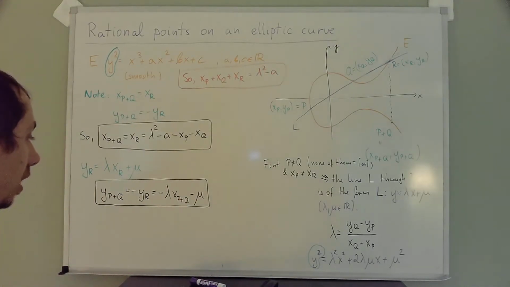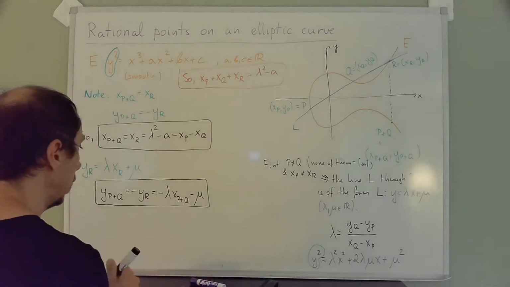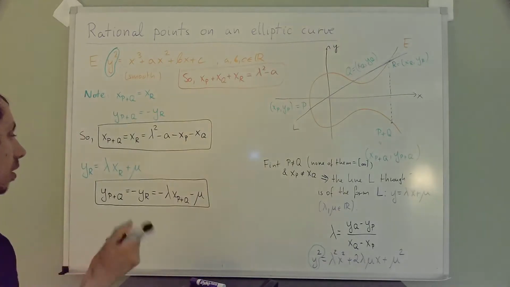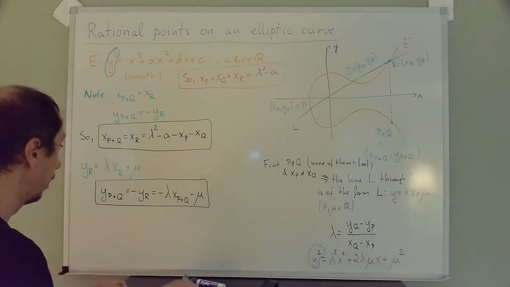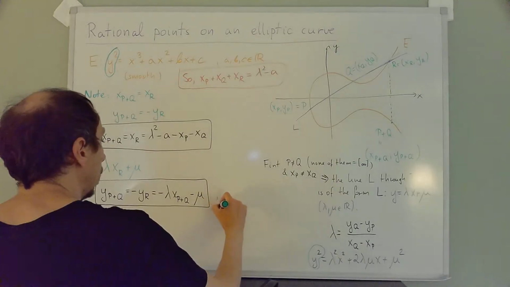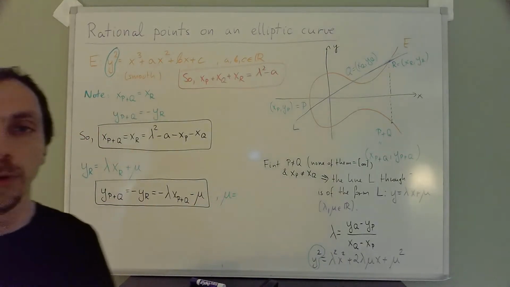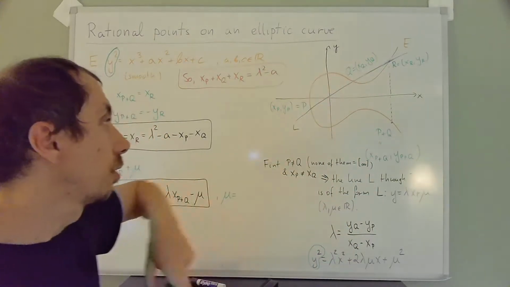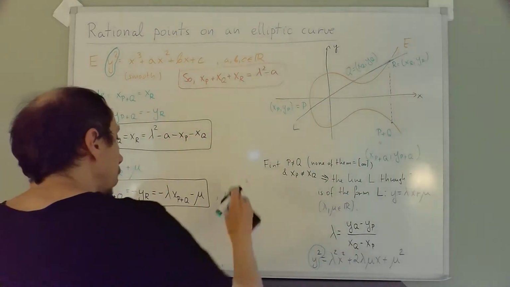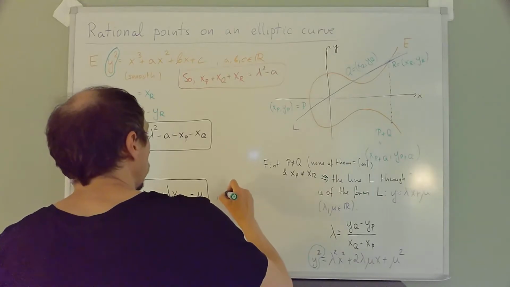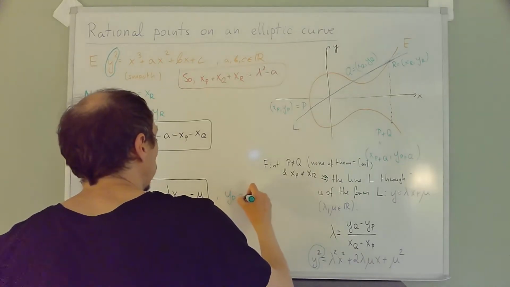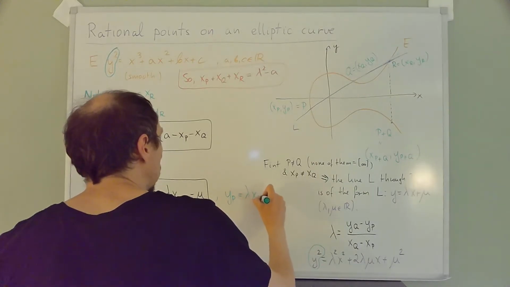Oh, maybe we should also say what mu is, right? That's not a complete answer yet. So what is mu? How do you get mu? Well, look, r is not the only point that lies on that line. P also lies on that line. So I also know that yp is equal to lambda xp plus mu.